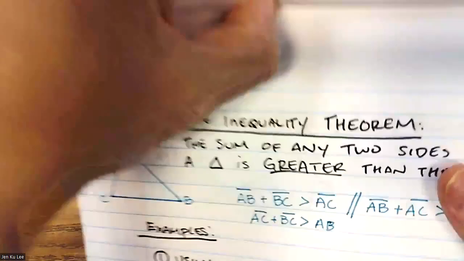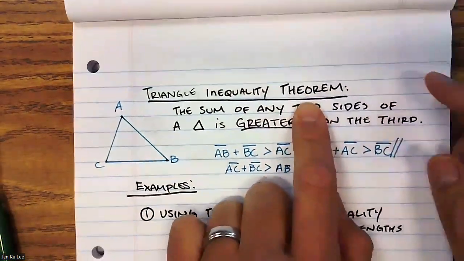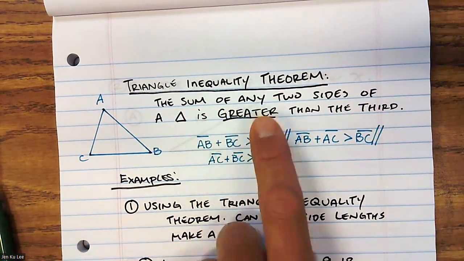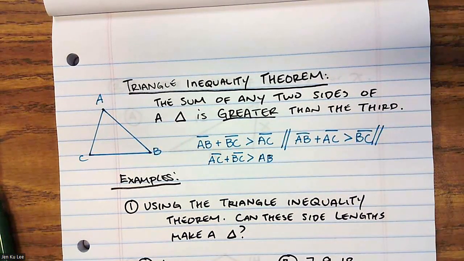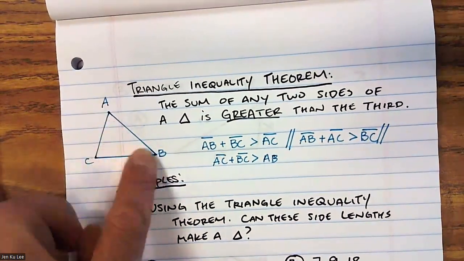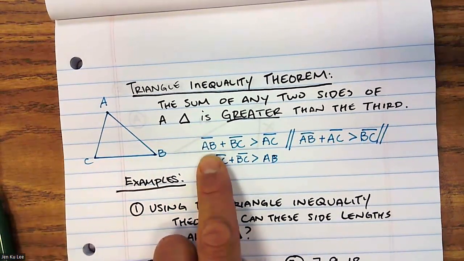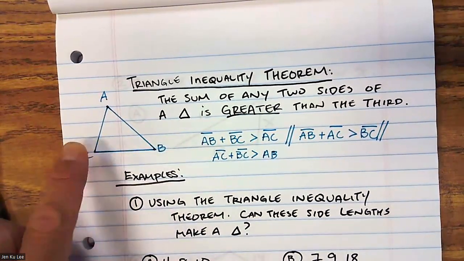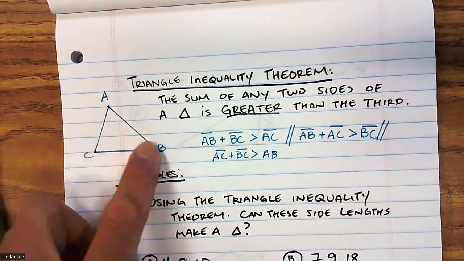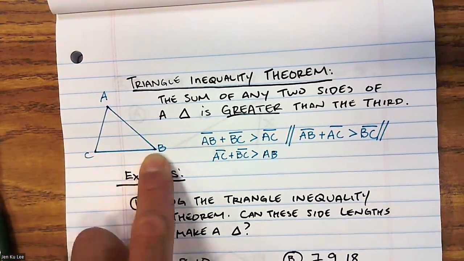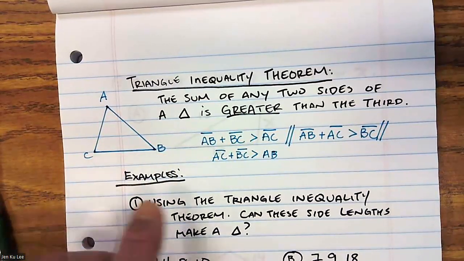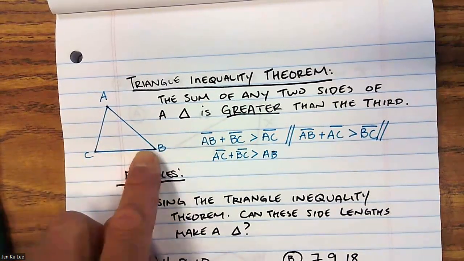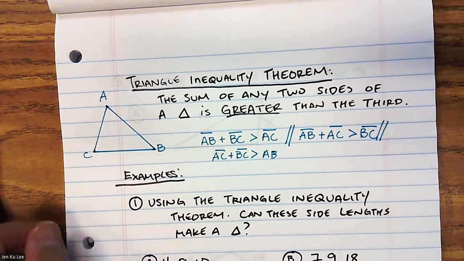So this leads me to my triangle inequality theorem, okay? The sum of any two sides of a triangle has to be greater than the third. So if I have a triangle like this, ABC, then I know that AB, this side, plus BC must be greater than AC. AB plus AC needs to be greater than BC. And the last inequality is AC plus BC needs to be greater than AB. Okay?